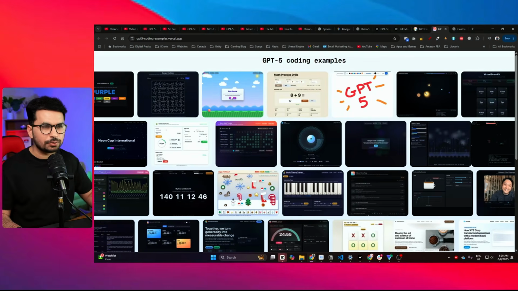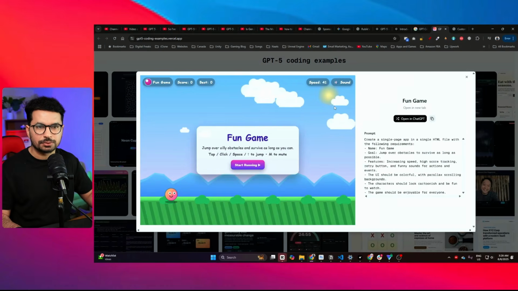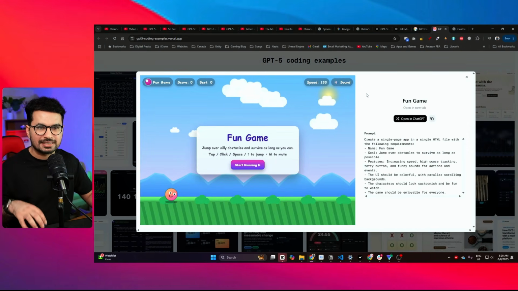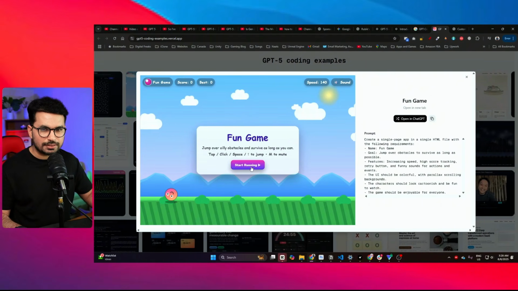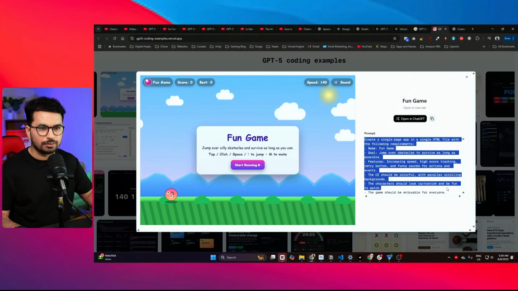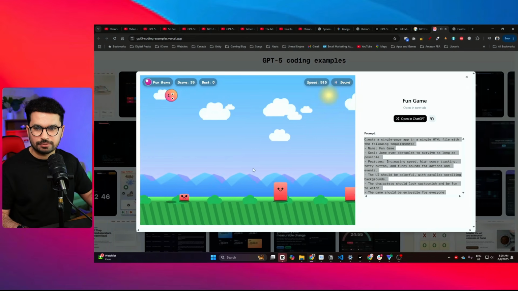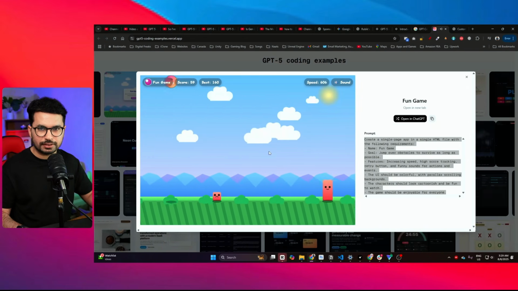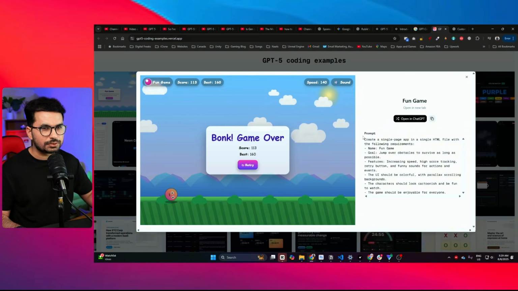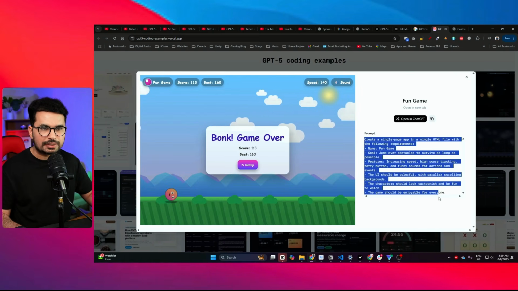These are plenty of other coding examples of GPT-5 that actually show how capable this AI model is. Just have a look at this game, which was created by just this simple prompt. So you can simply start playing this game and now you can see it's a fully functional game with really professional physics. So this entire game was just generated with one simple prompt.